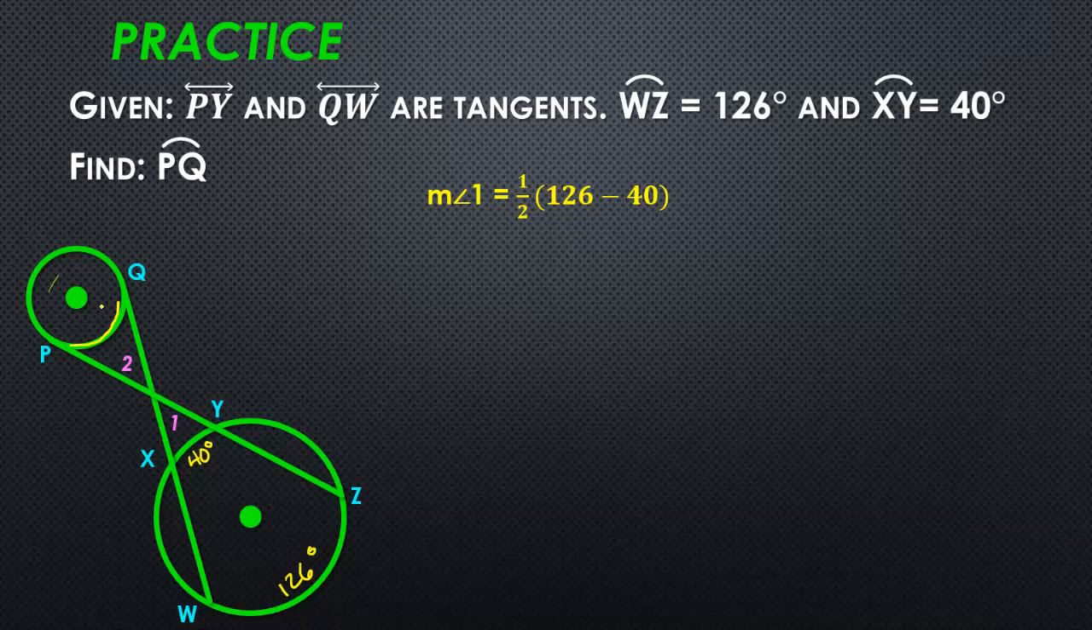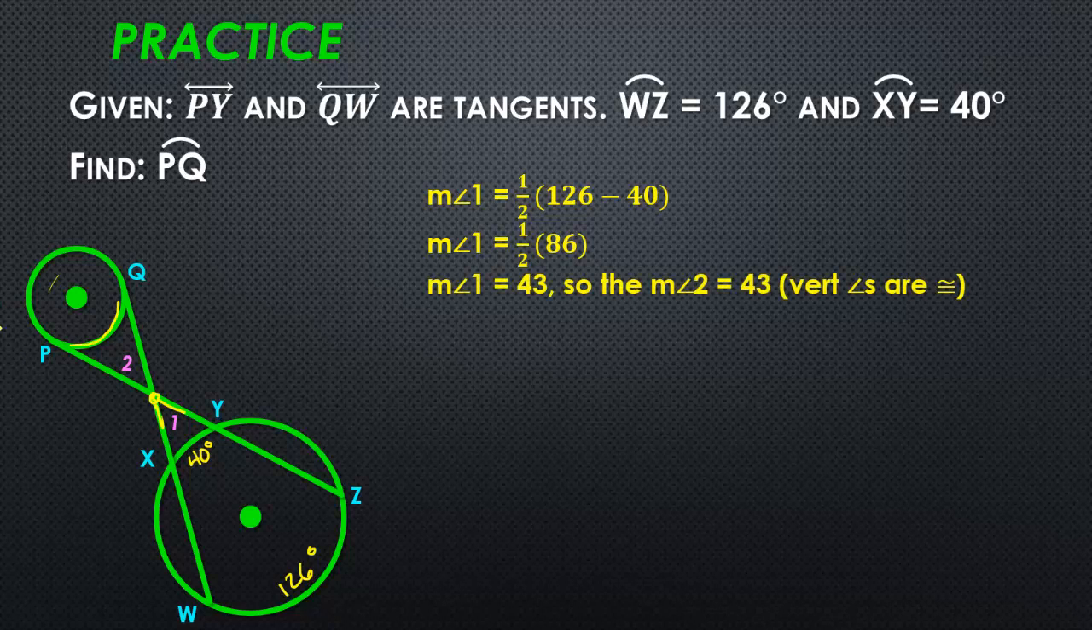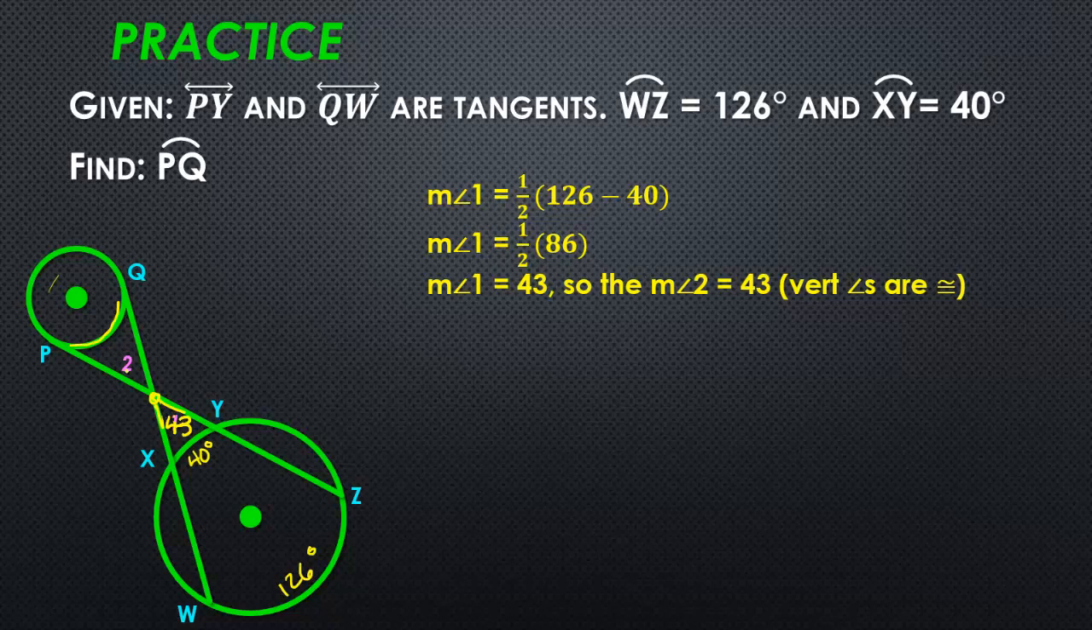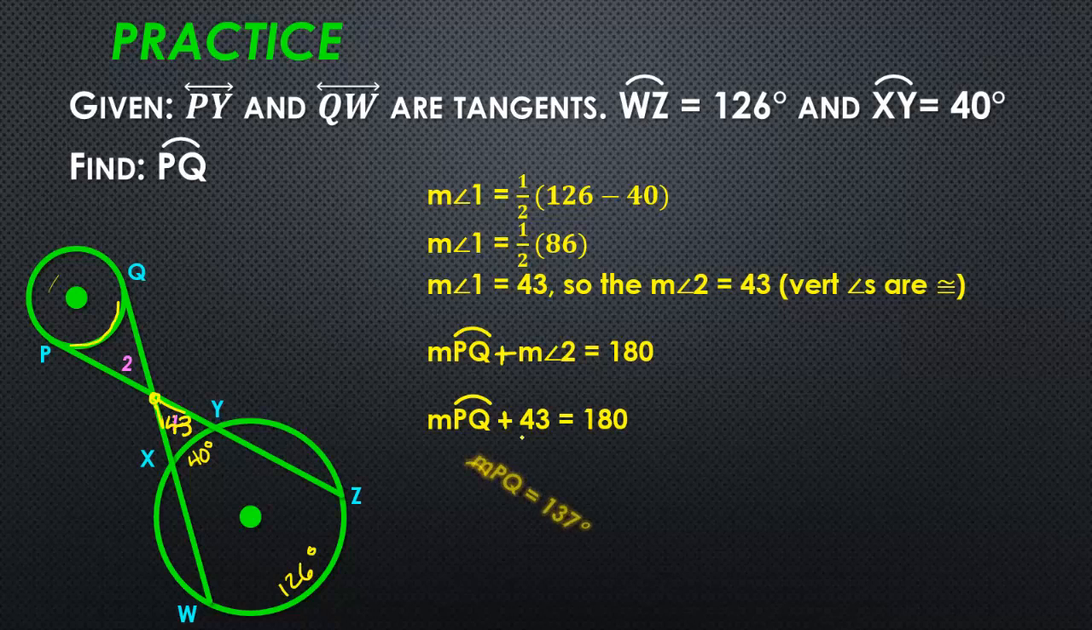So first things first, we start with the measure of angle 1 is 126 minus 40, because remember, this angle is outside, the vertex is outside the circle. So we take the smaller one and subtract it from the larger one, which gives us 86, and half of that would be 43. If that's 43, then angle 2 also has to be 43 because vertical angles are congruent. And then we could say that the measure of arc PQ plus the measure of angle 2, which is 43, equals 180, because remember, they have to add up to 180. I said minus earlier, but that should actually be plus. Something must not have come through. All right, so the measure of PQ plus 43 equals 180. So the measure of PQ equals 137. Okay.